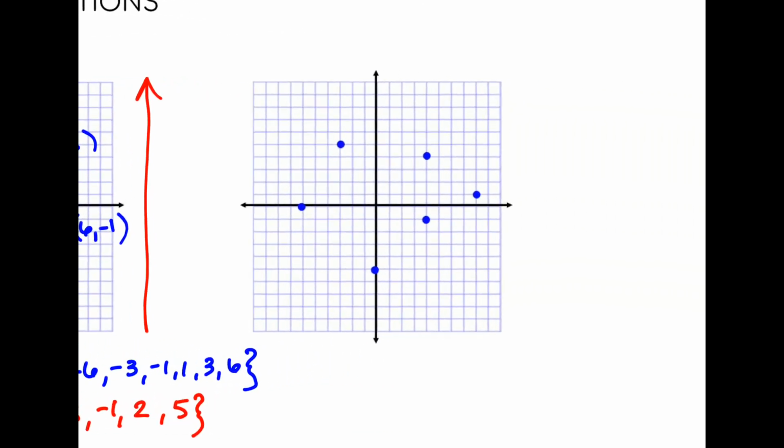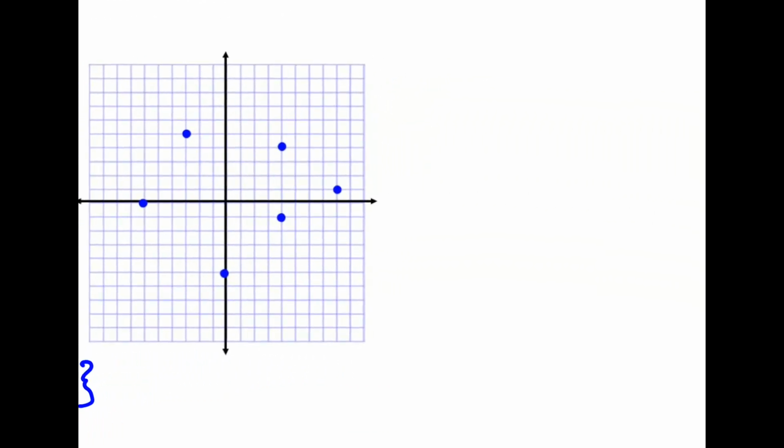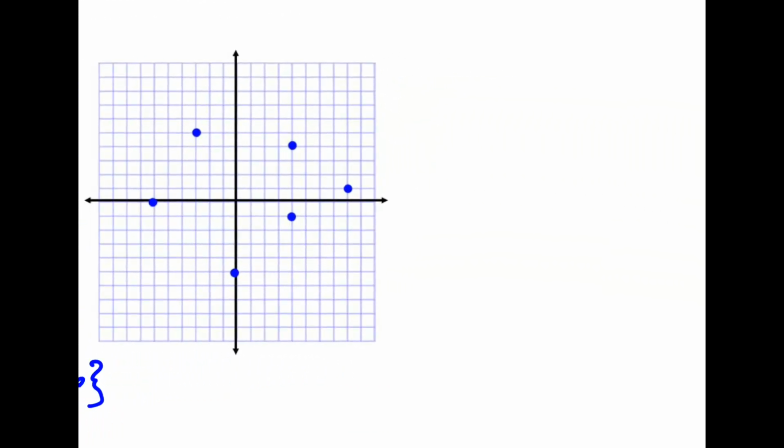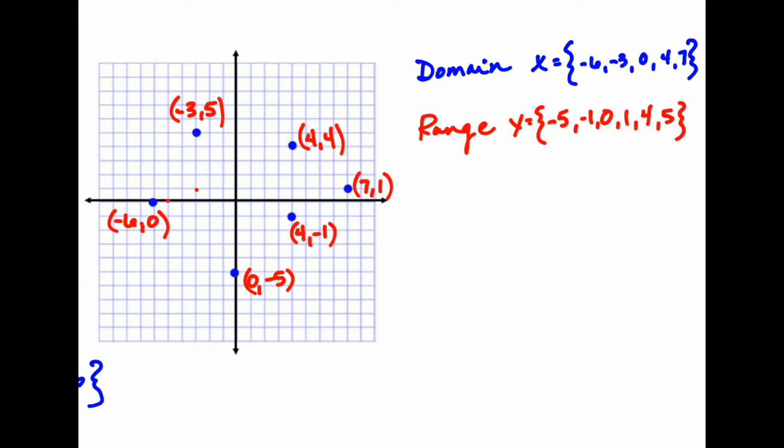Now I'd like you to pause the video and see if you can do the same thing. See if you can describe the domain and the range of this discrete function. And when you're through, play the video and come on back and see how you did. Okay, so check your work. I've listed all of the solution points, and in the domain I've listed all of the x values, and in the range all of the y values.